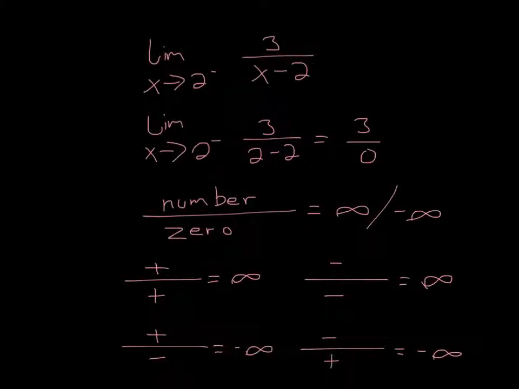So, finding the limits of these problems. The limit as x approaches 2 from the left of 3 over x minus 2. How would you go about that?